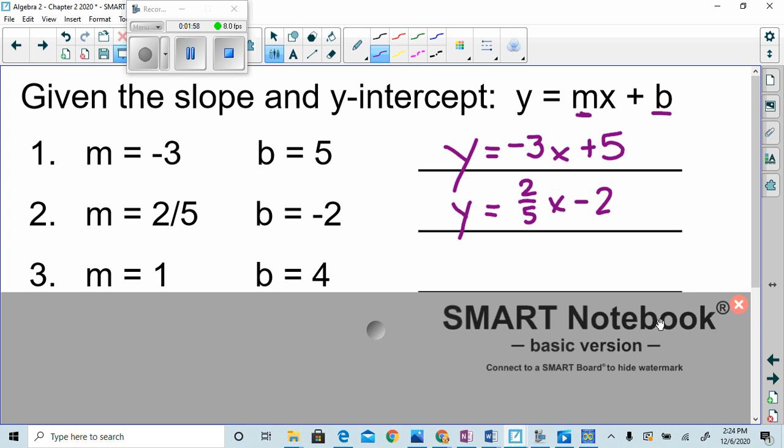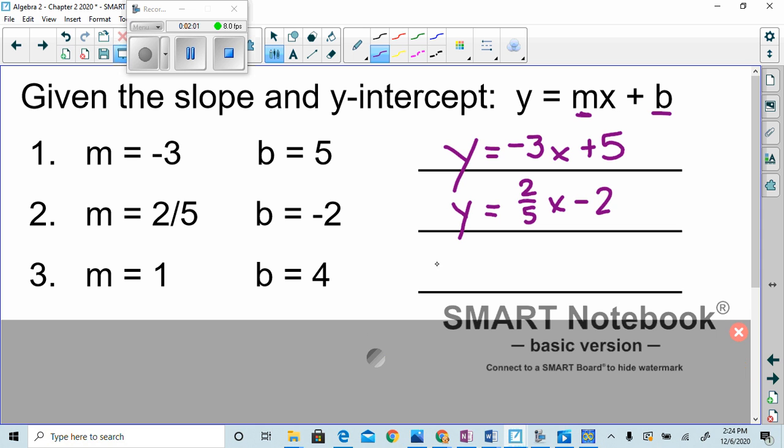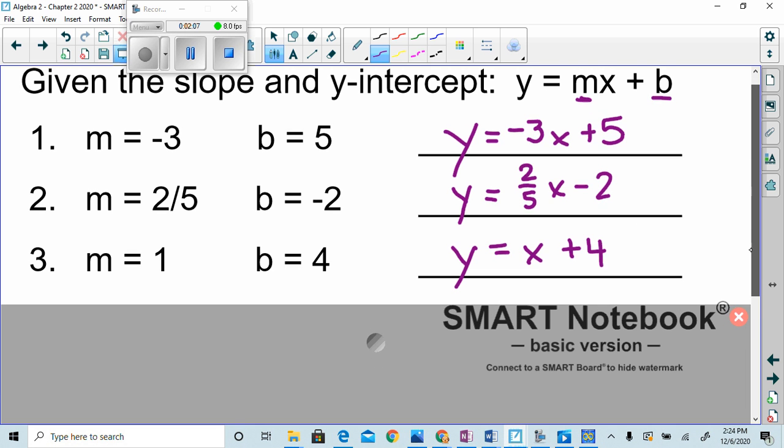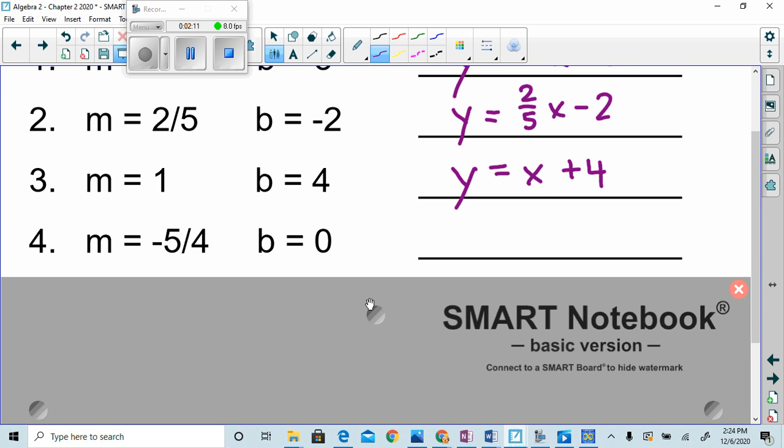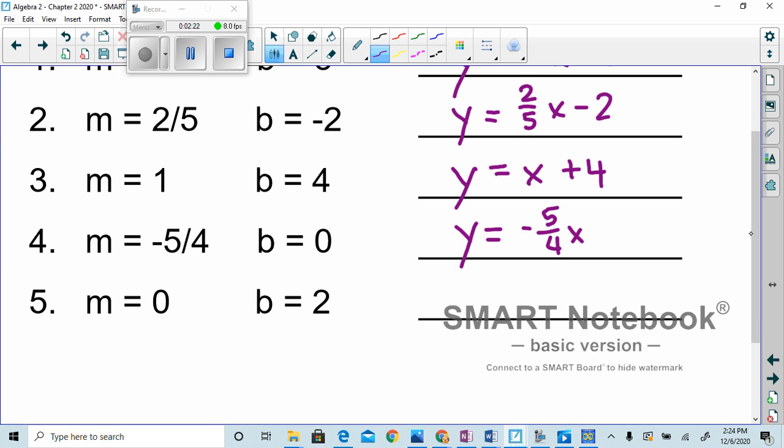Let's do a few more examples. When the slope is 1, well, 1 times x is just x plus 4. Number 4. This time the y-intercept is 0, so I'm just going to have y is equal to -5/4 times x. No need to put the plus 0.